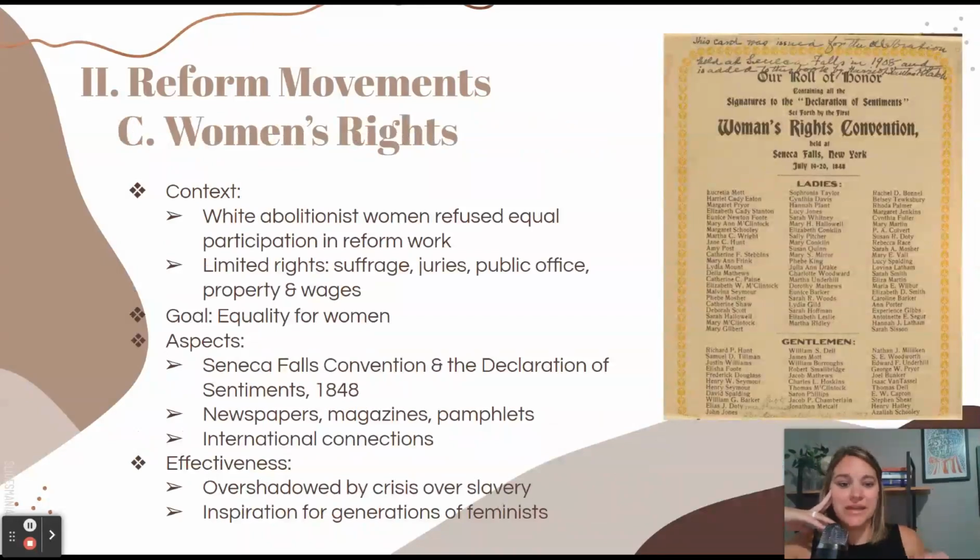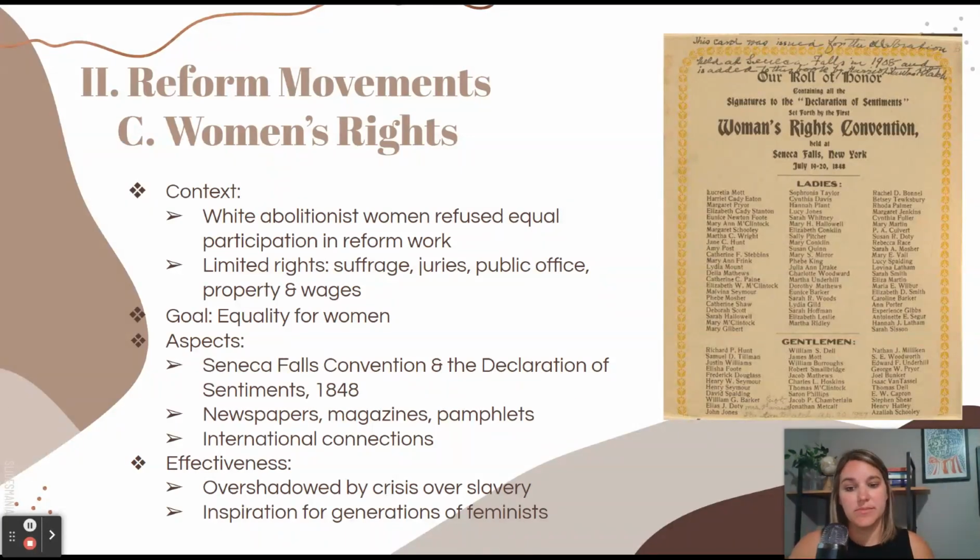All right, the last major movement the College Board emphasizes is the women's rights movement. So, how this really develops in 1848 is that white abolitionist women, so white women who were attempting to engage in reform work, especially in the abolition movement, were refused equal participation. So, they couldn't participate in various conferences, they couldn't vote on legislation, they couldn't really access property or wages to use that to help the movements. And so they determined that they must have rights themselves in order to support the rights of other people. So the goal is equality for women.